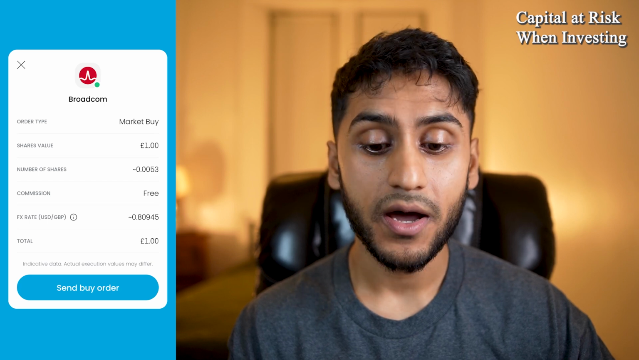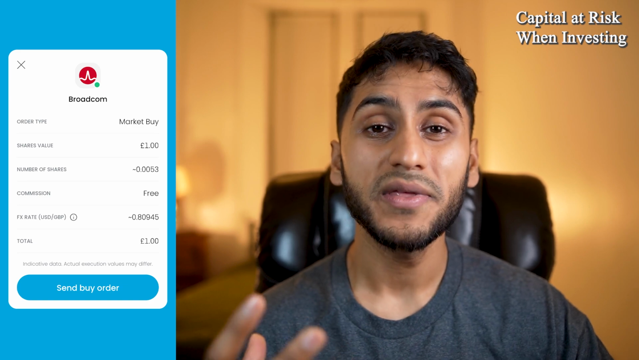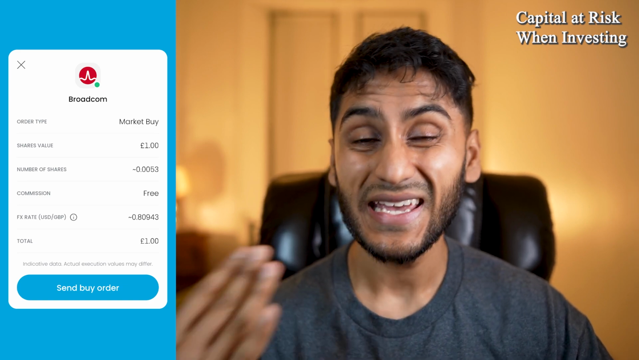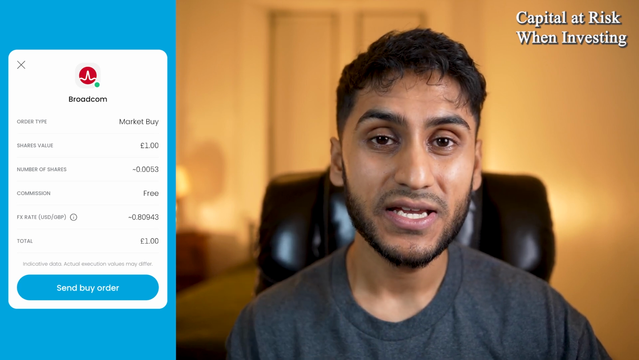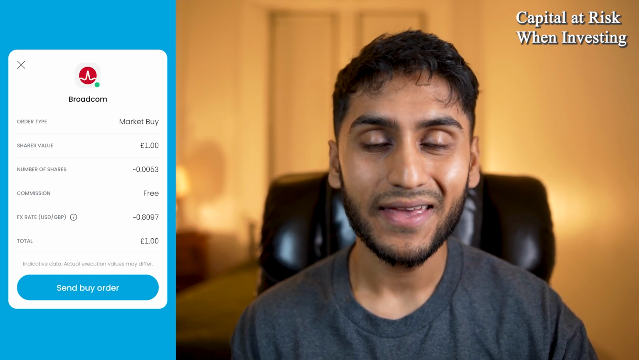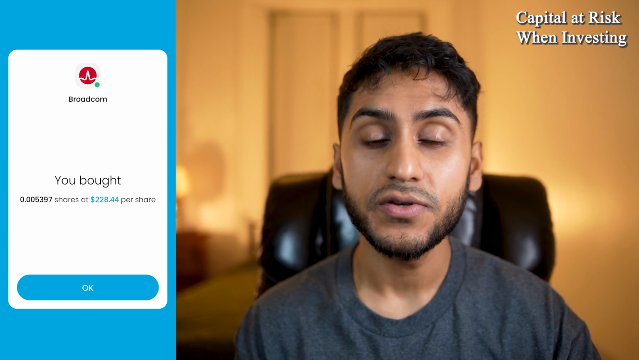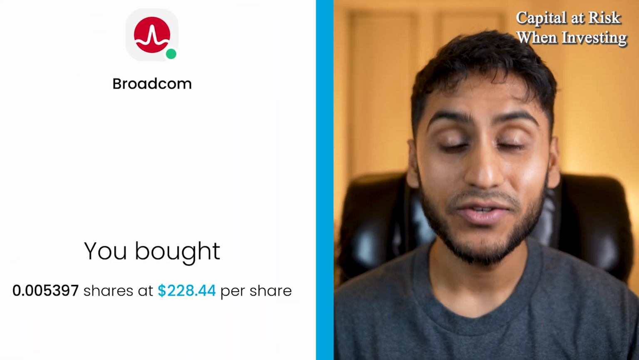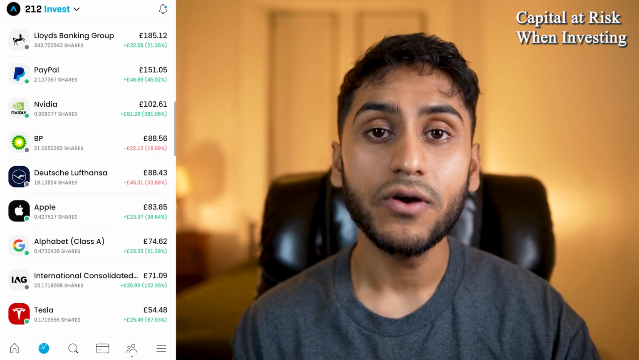So as you can see, market buy, shares value £1. That will give me around 0.0053 shares. Remember, the stock market fluctuates minute to minute, second to second, so there is no guarantee until the order is executed and the shares are placed in your portfolio. There is a foreign exchange fee of 0.15%, but because this order value is only £1, they won't be including that here. So once you agree with the terms, you can press send buy order, and I'm going to press that right now. So as you can see, just like that, I have bought 0.0005 shares in Broadcom at $228.44 per share.